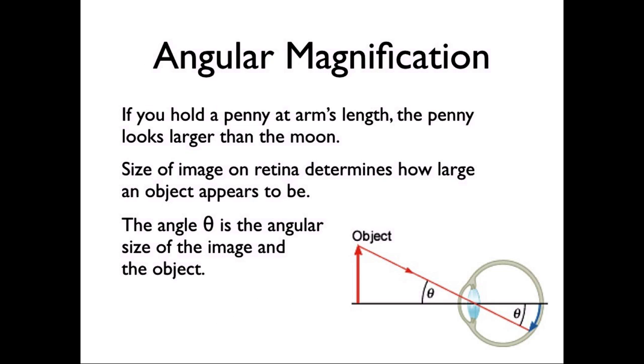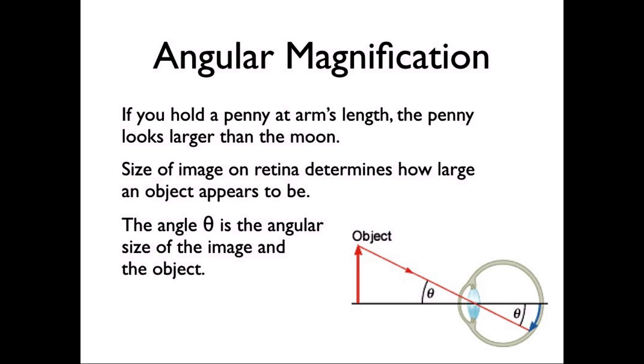Another topic that becomes important, especially when thinking about the two devices we're going to conclude this lecture with, microscopes and telescopes, is the concept of angular magnification. I don't know if you've ever tried this, but if you hold a penny out at the length of your arm on some night when there's a full moon out, that penny will actually look larger than the moon. You can cover the entire moon with a penny.